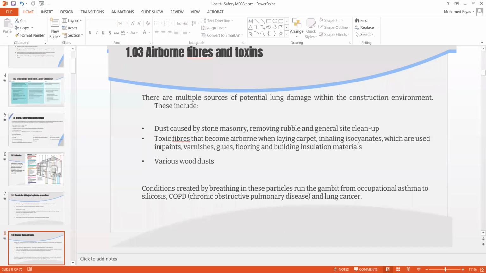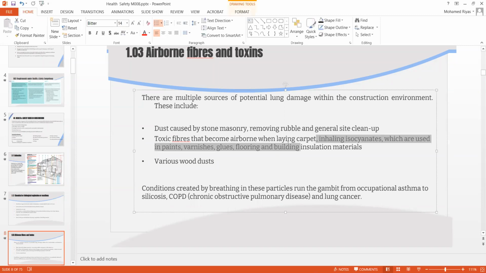Then the other possible way is that toxic fibers can become airborne when laying carpet. This carpet may, again as we discussed, be made of asbestos, which when inhaled is harmful. Asbestos is used in paints, varnish, glues, flooring, and building insulation material. All of them can form potential chemicals which could cause damage to the lungs.